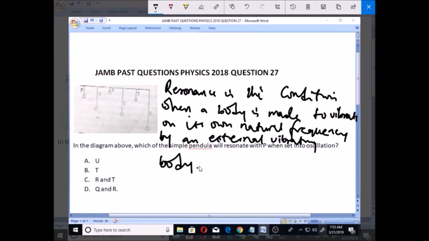So from the figure of this pendulum, you can easily see that when P is vibrating, it's going to impart resonance on T because both of them have the same length. So T is going to vibrate on its own natural frequency because of the vibration of P, and that is why B is the answer, because P is going to make T resonate.